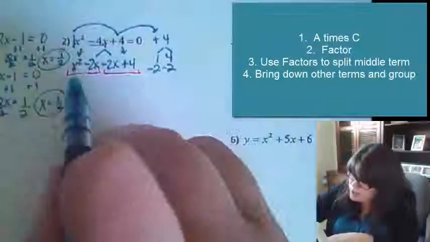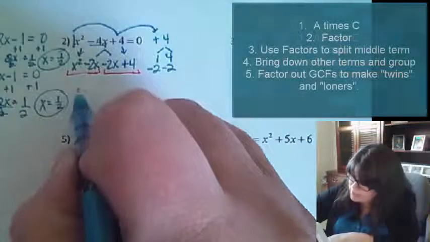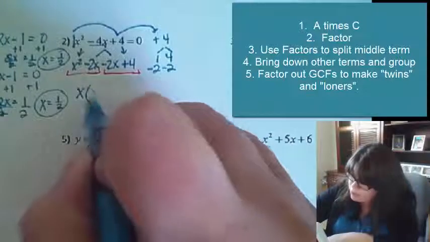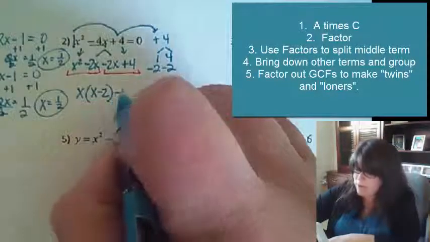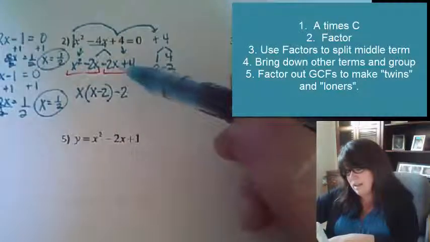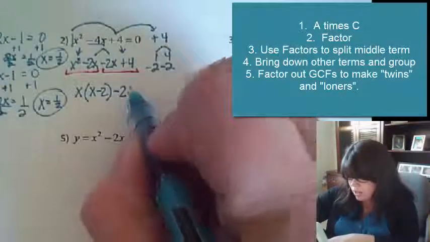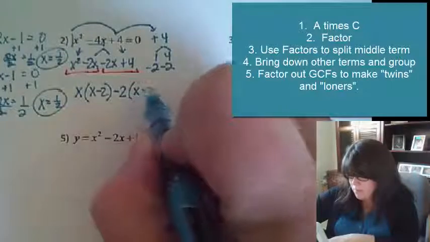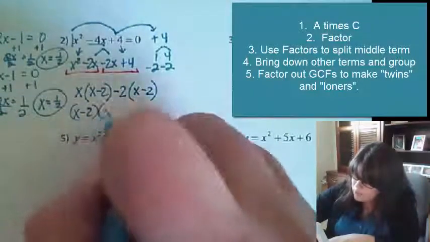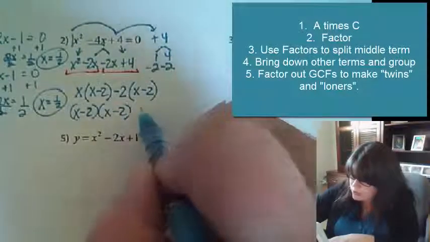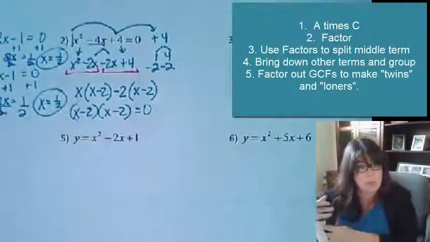And x squared and negative 2x, my greatest common factor is x. Leftover would be x minus 2. My first term is negative, so I'm going to have to factor out a negative here, and my GCF between 2 and 4 is 2. Leftover, I have x minus 2. So my twins are x minus 2. My loners are x minus 2. And of course, it's all equal to 0 because that's what I started with.